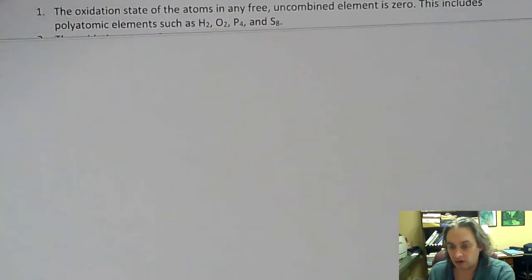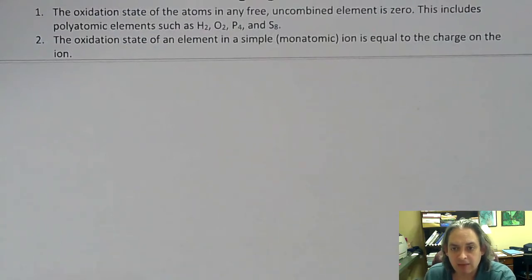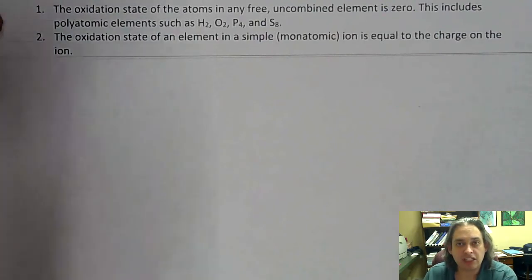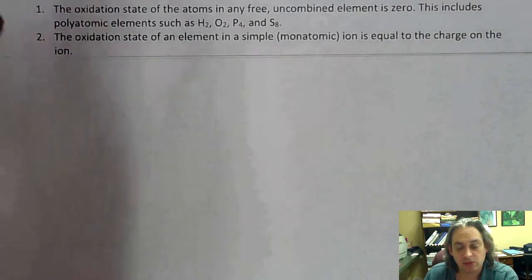The second rule is that the oxidation state of an element in a simple monatomic ion, meaning one atom, is equal to the charge on the ion. So whatever the charge is on that ion, that's going to be equal to the oxidation state. So for example, the chloride ion would have an oxidation state of -1.